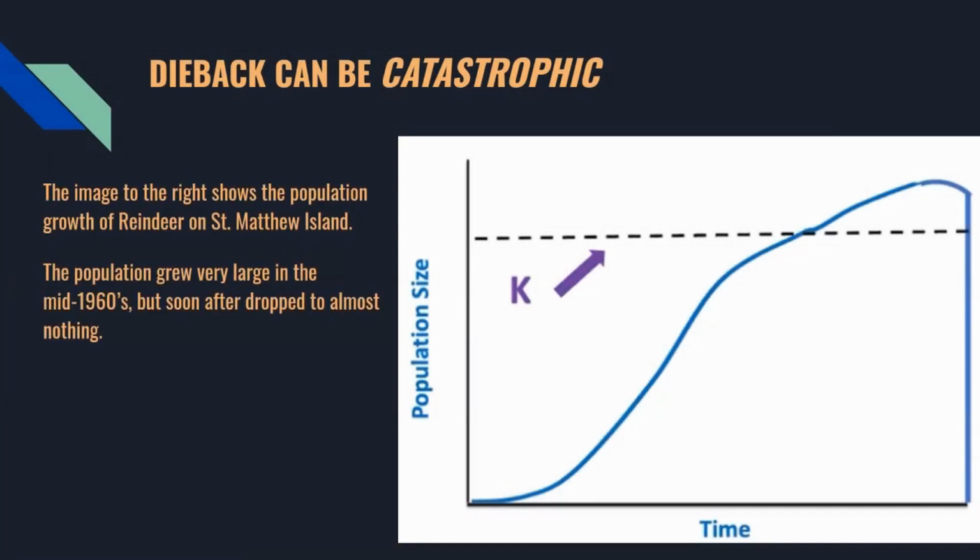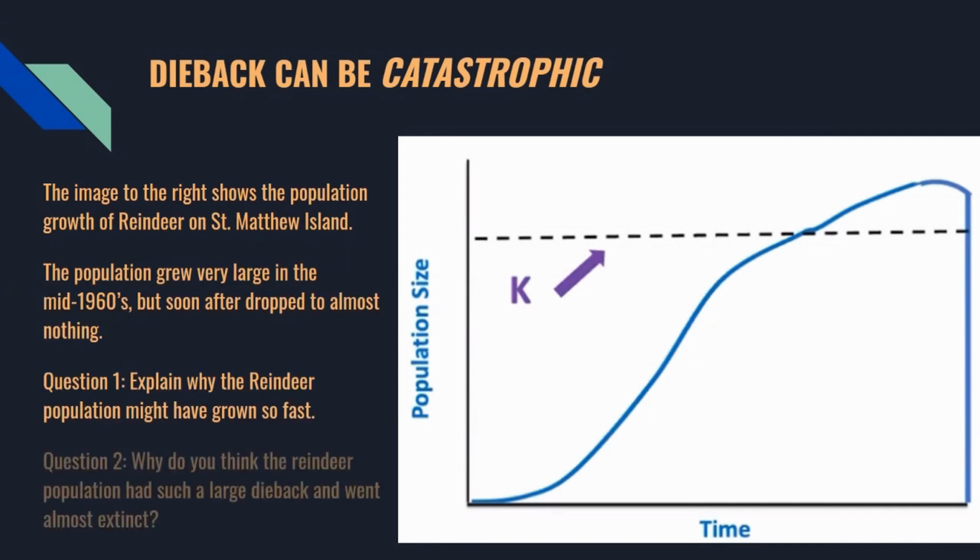This image shows the population of reindeer on St. Matthew Island. Now, there was a huge spike in their growth in the mid-1960s, but soon after, it dropped to almost nothing. Two questions for you guys. Why do you think the reindeer population grew so fast to begin with? And for question two, why do you think the reindeer population had such a large dieback and almost went extinct?